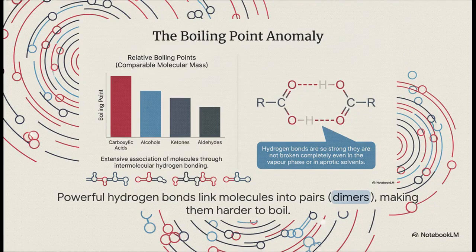And here it is, the big reveal. It's a process called dimerization. As you can see in this diagram, 2 carboxylic acid molecules line up just perfectly to form 2 really powerful hydrogen bonds between them. They essentially pair up into a single, much heavier unit we call a dimer. This connection is so strong that the pairs can actually stay together even in the gas phase. So you're not just boiling one molecule anymore, you're trying to boil 2 that are stuck together.